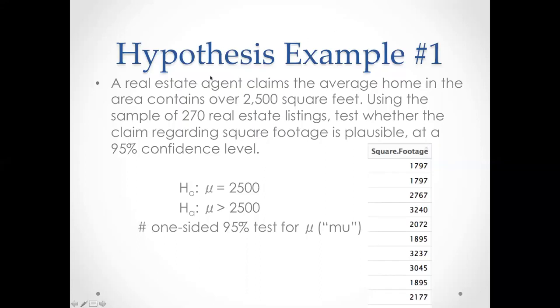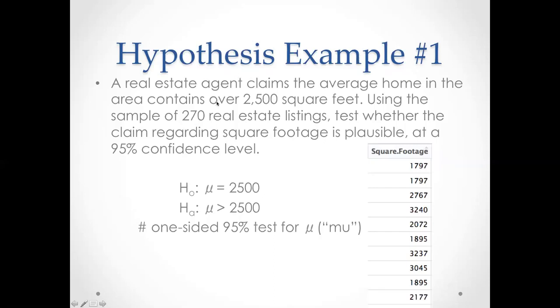You see in the problem description that 270 real estate listings are mentioned. And here on the right-hand side of the screen, you see a snippet view of some of those in the sample and the square footage data recorded for some of those real estate listings, just to give you an idea of what the raw data looks like for this particular test.